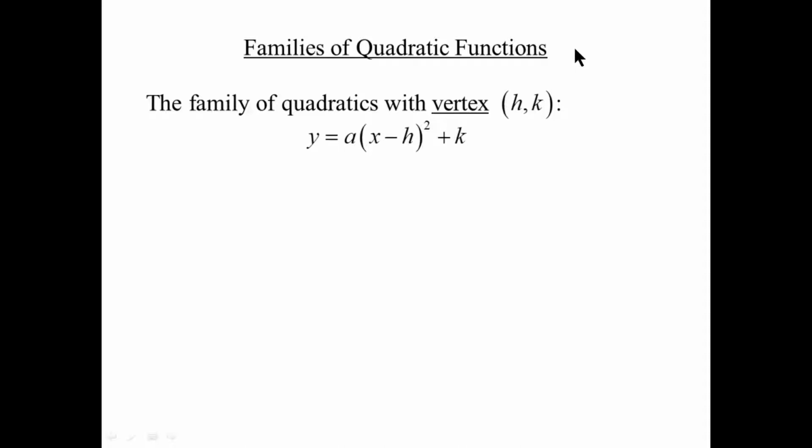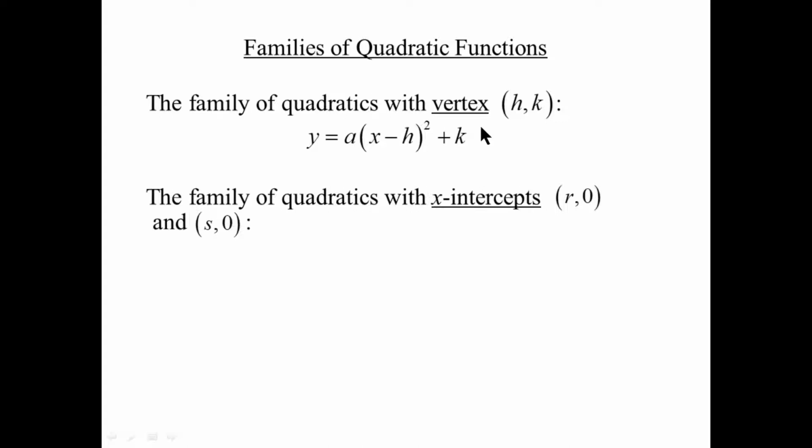Here we organize all of our quadratics into families. The family of quadratics with a vertex at (h, k) looks like this: y equals a times (x minus h) squared plus k. Notice how we change the sign and leave the sign, because the vertex is at (h, k), and this says minus h.